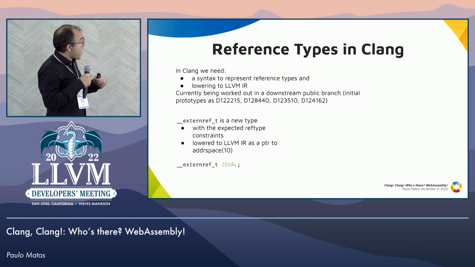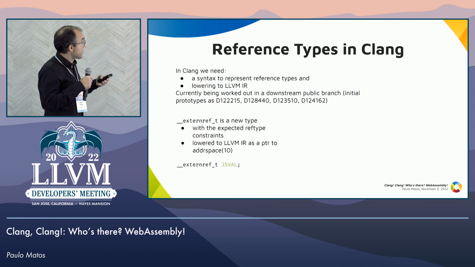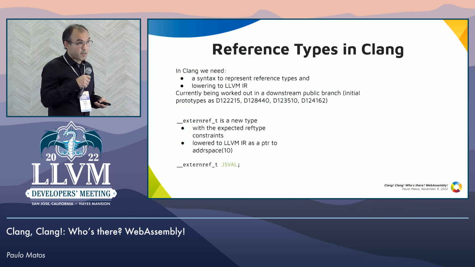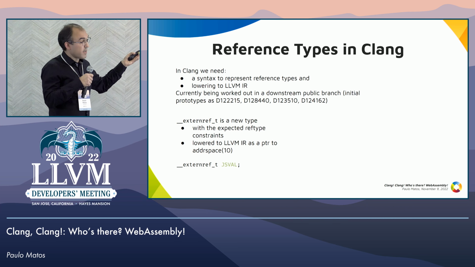But the way we're representing this in our tests nowadays is to have a new type for externref. We implement all the semantic constraints in Sema, and then we lower this, as said, to a pointer to address space 10 in LLVM. And similarly for funcref, except it's not a new type, but just an attribute on a function pointer, so that we can call that function and lower it to address space 20.